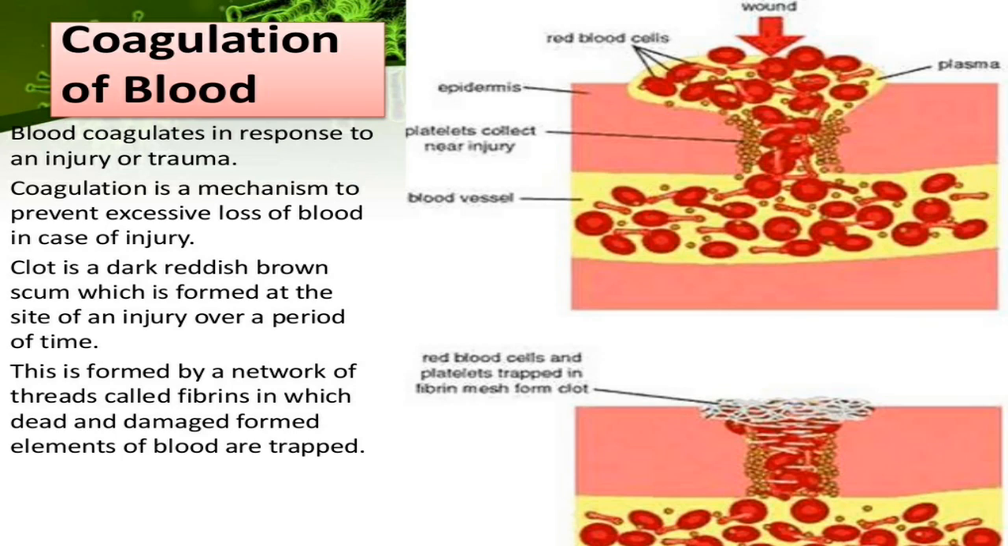Blood coagulates in response to any injury or trauma. Coagulation is a mechanism to prevent excessive loss of blood in case of injury. Clot is a dark reddish brown scum which is formed at the site of an injury over a period of time. This is formed by a network of threads called fibrins, in which dead and damaged formed elements of blood are trapped. Fibrin is a protein which makes a mesh-like, net-like structure, and that stops the further flow of blood.